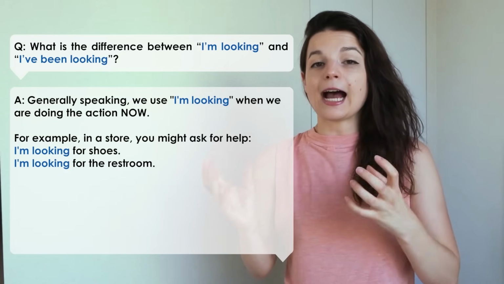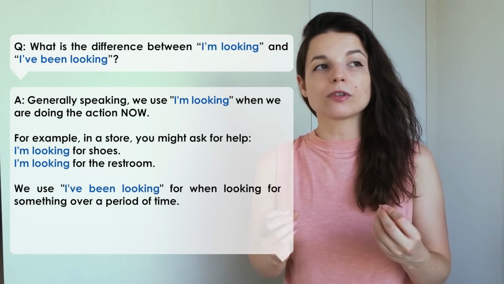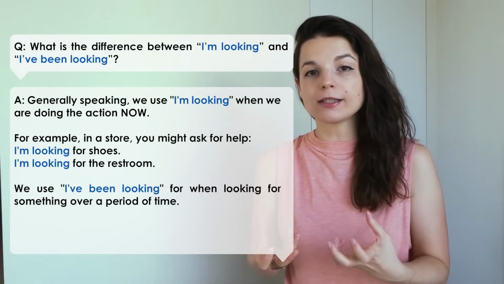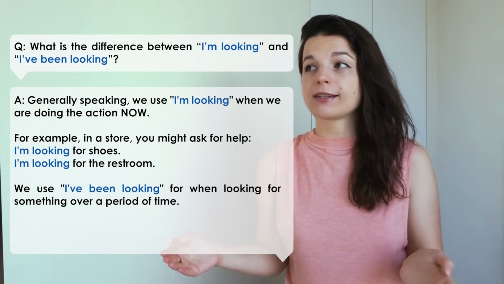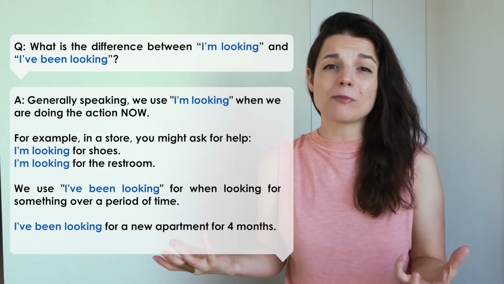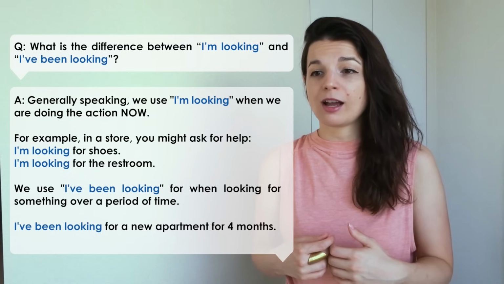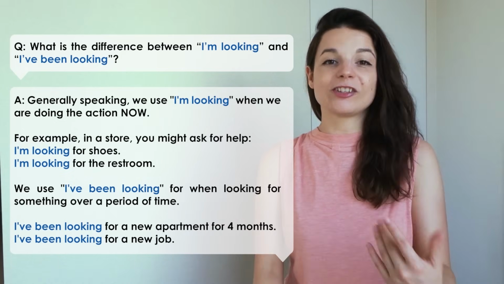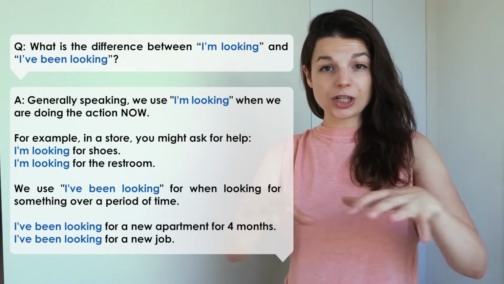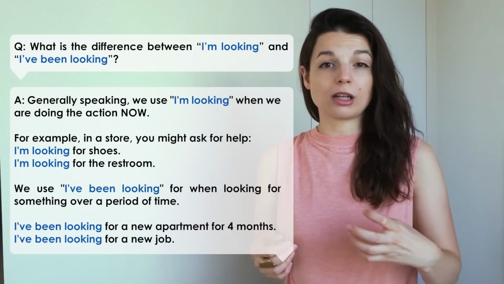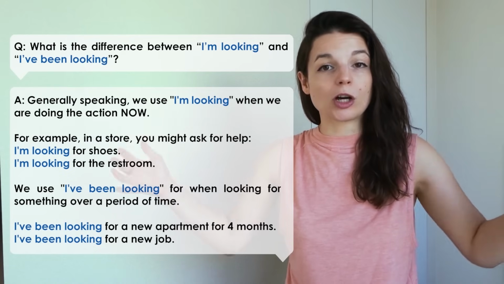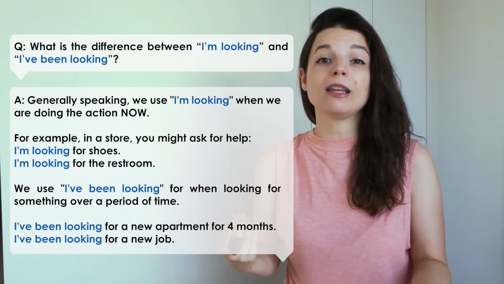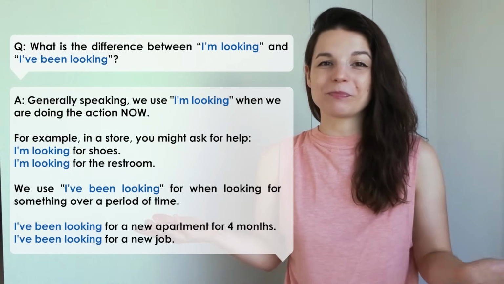On the other hand, I have been looking for is used for something that, yes, we're searching for it, but the search has continued for a long time. So for example, I've been searching for a new apartment for 4 months, or I've been searching for a new job. In general, if you are in the act of searching for something right now, you can use I'm looking for. If it's something that you've been searching for a long period of time, you can use I've been looking for. I hope that helps you. Thanks for the question. All right, let's move on to our next question.